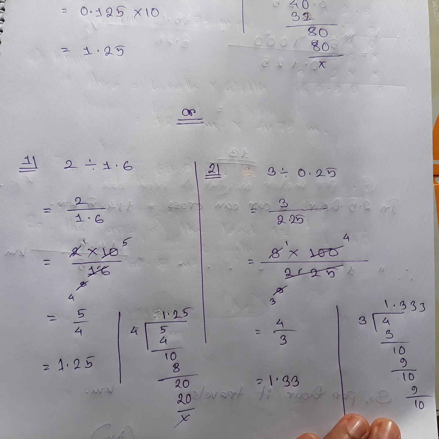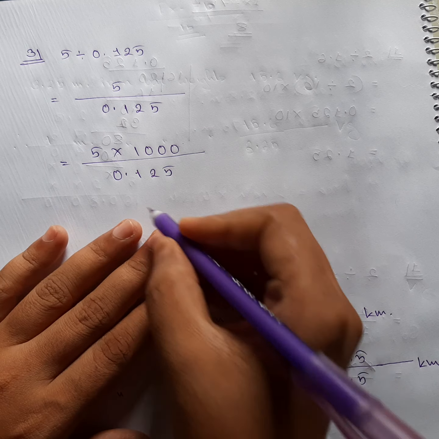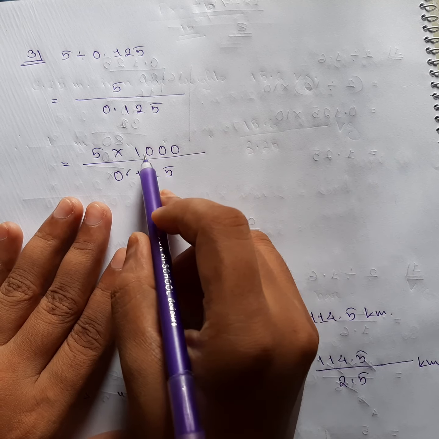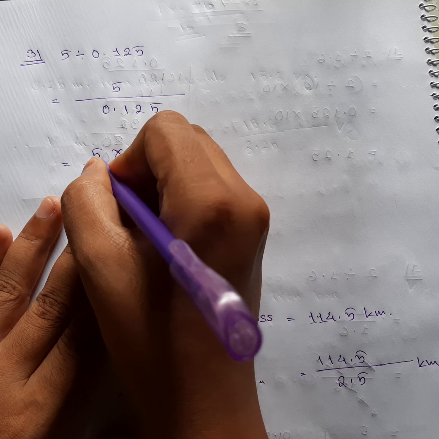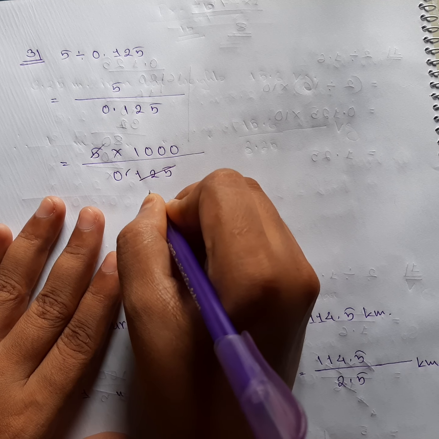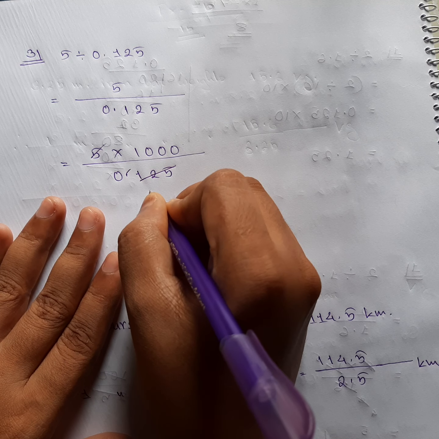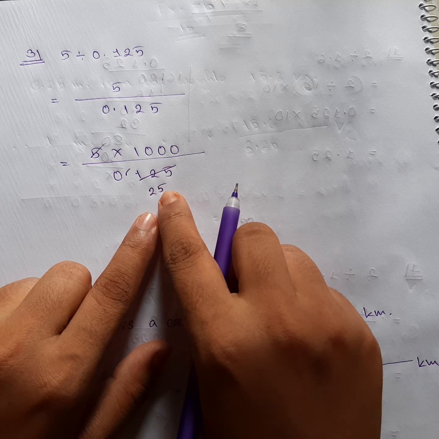Now let's do the rest of the math. Again the last part, cutting down the decimal and putting that 1000 over here, and we can cut down this one with that one. We will get 25. Yes, 25. Okay, now what can I do?